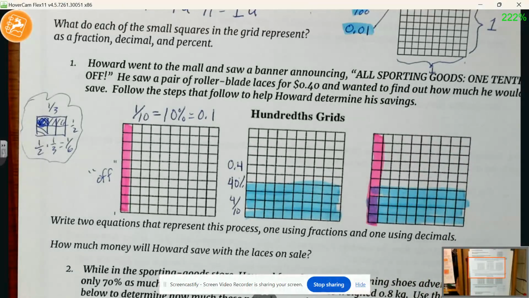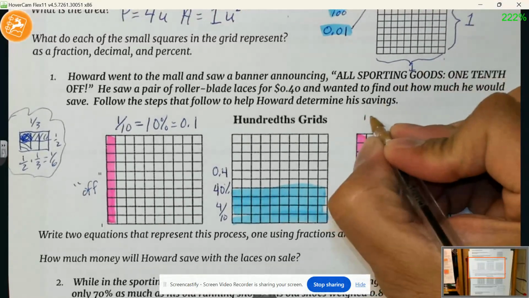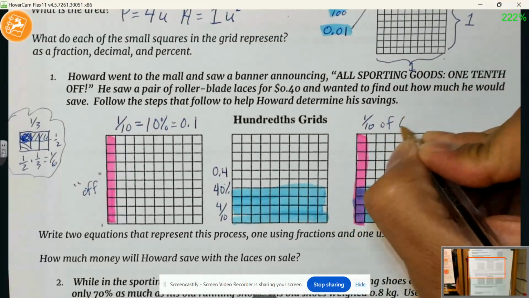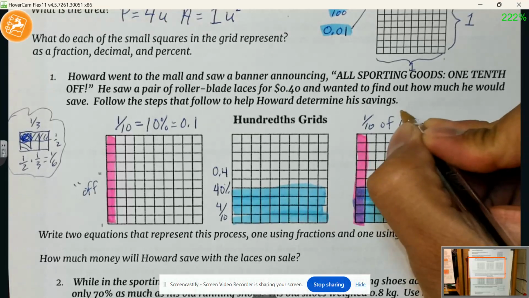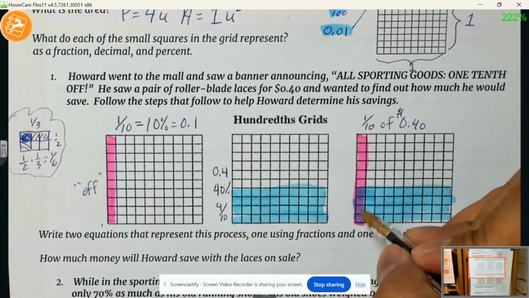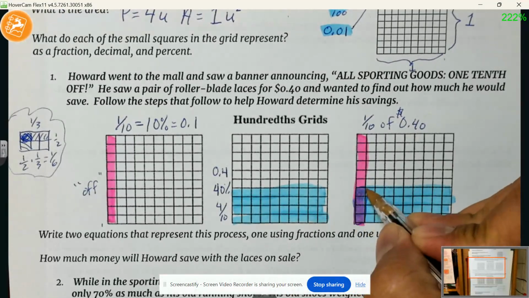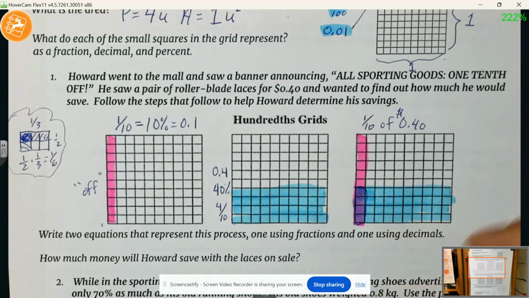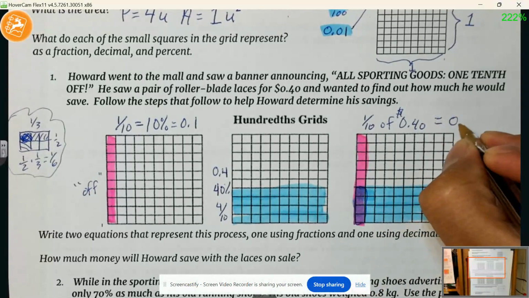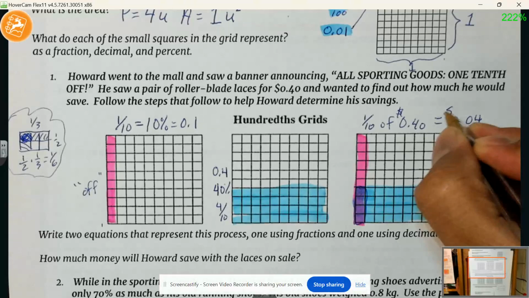And now we're looking for the double shaded area, and the double shaded area would be the part in mine that is purple. Okay, so we are showing 1/10 of 40 cents. Okay, and what is 1/10 of 40 cents then? What is that double shaded area right there? How much money is that? And you should have guessed that is 4 cents.